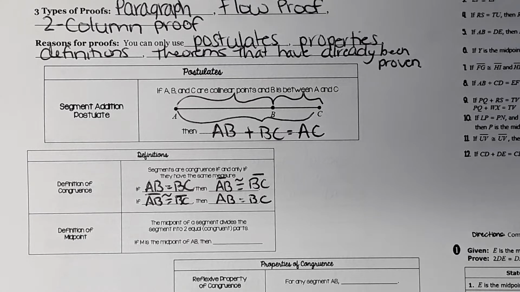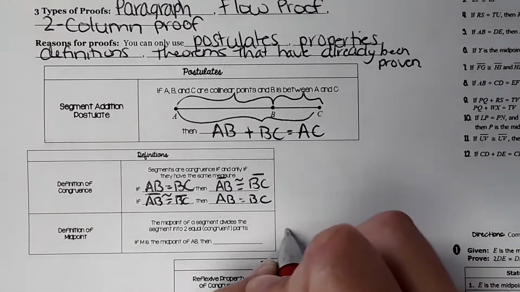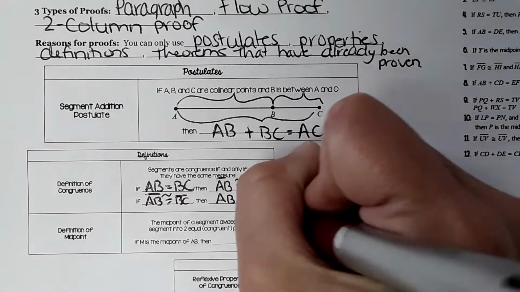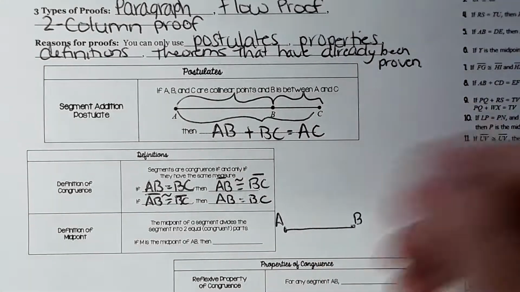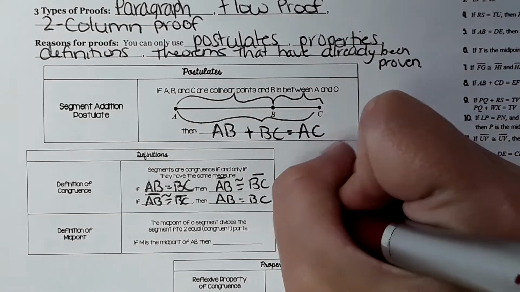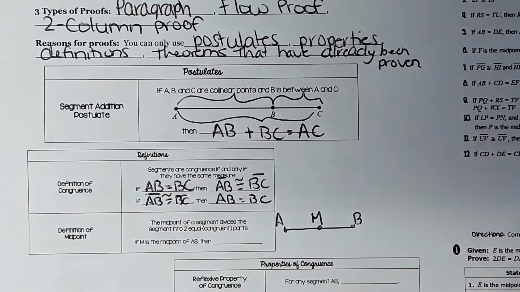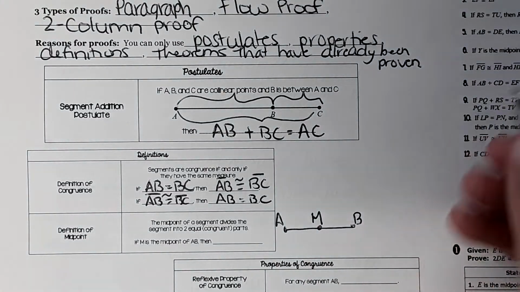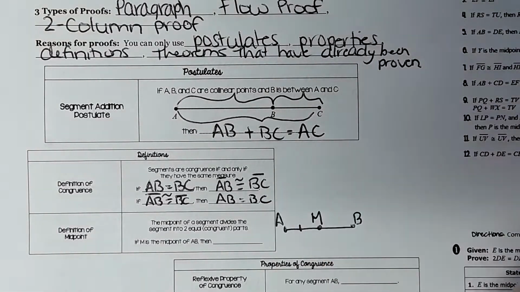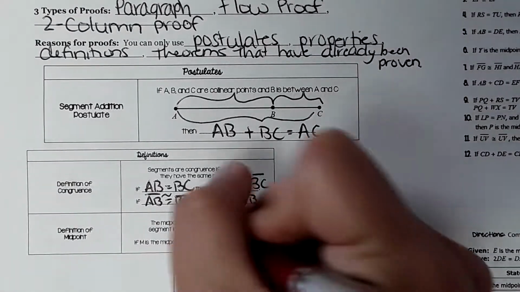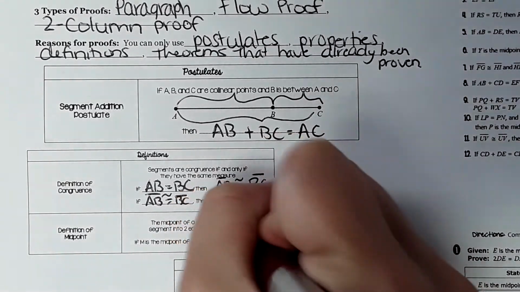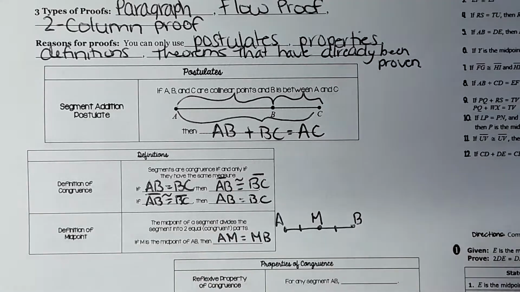And next one, definition of midpoint. Let's say you have a segment, and this is segment AB. The middle right here is M, the midpoint. If M is a midpoint, you're told that's a midpoint, then you also know that AM is equal to MB. Then AM is the same length as MB. Definition of midpoint.